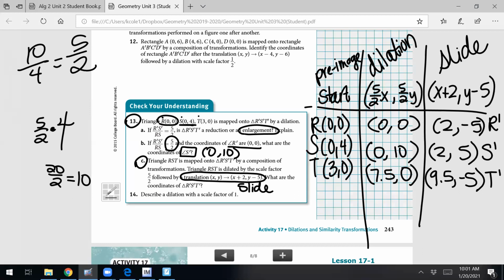Okay? Now, number 14 down here, did we do that one yesterday? Number 14 says, describe the dilation with a scale factor of 1. What's going to happen if we have a scale factor of 1? It's going to stay the same. There's going to be no change. If your original point was at 2, 4 and your scale factor is 1, it's going to be 2, 4, because 2 times 1 is 2, 4 times 1 is 4. So it's going to stay the same, no change.